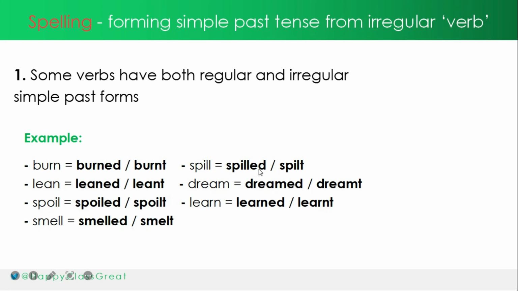We have spill, spilled and spilt. We have dream, dreamed and dreamt. So learn, learned and learnt. All these are very important for you to understand that there are some irregular verbs that have the regular form, and they also have the irregular form for their simple past forms.